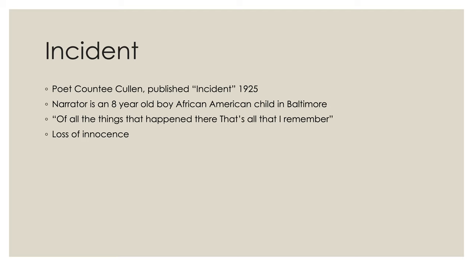So the narrator says that the boy was not much bigger than him, about the same age, and so he gave him a quick smile. And in response, the white boy stuck out his tongue and called him the N-word. And it was in this moment that he lost his relative innocence from the evil that exists in our world. And the next quote reads, "Of all the things that happened there, that's all that I remember." So of all the things he did, traveling the city of Baltimore, what he remembers is being called the N-word by another young boy.